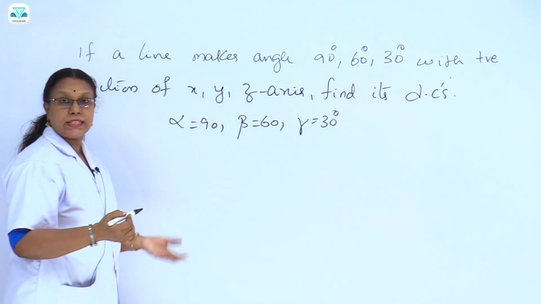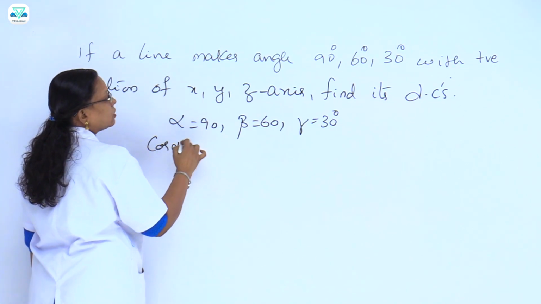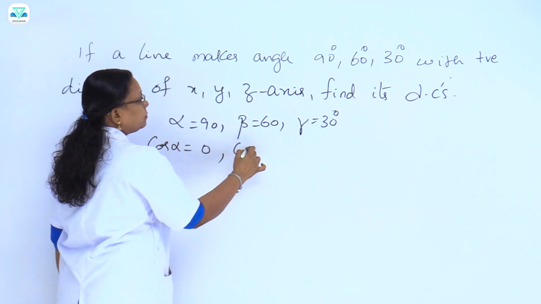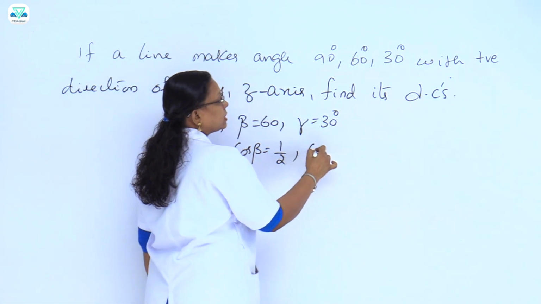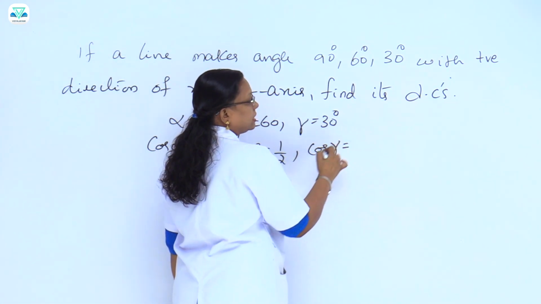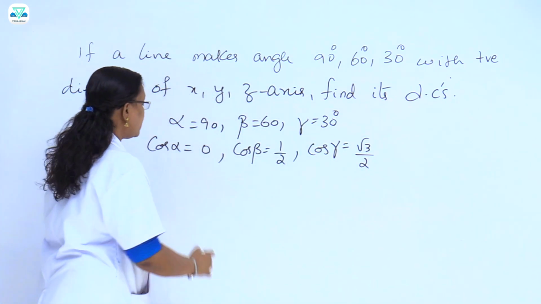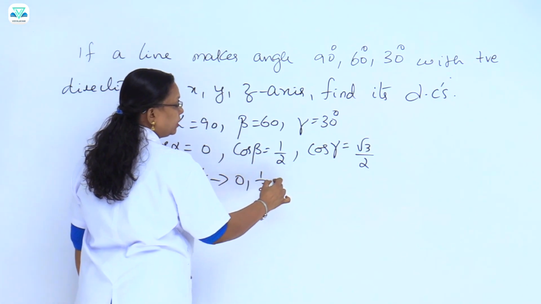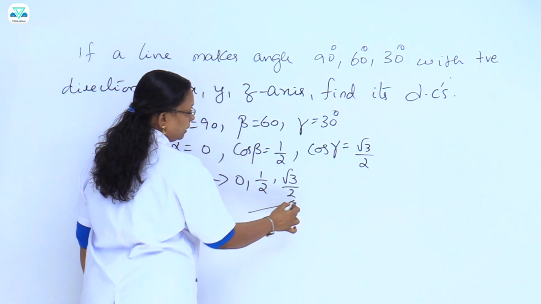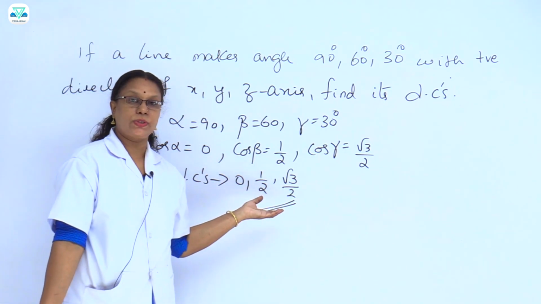So what will be its direction cosines? Cos alpha, which is cos 90, is 0; cos beta, which is cos 60, is 1 by 2; and cos gamma, which is cos 30, is root 3 by 2. So the direction cosines are 0, 1 by 2 and root 3 by 2. Because given the direction angles, we can directly find the direction cosines.